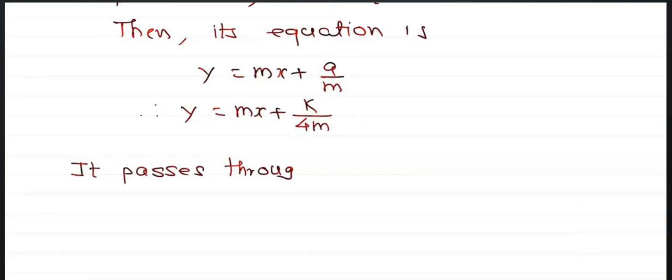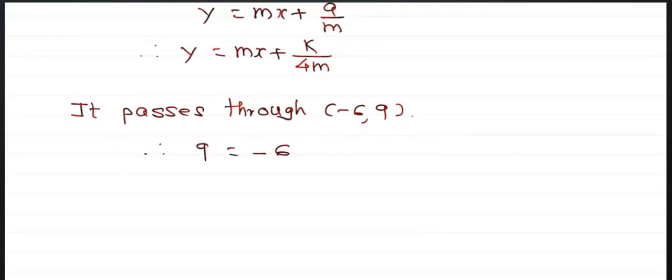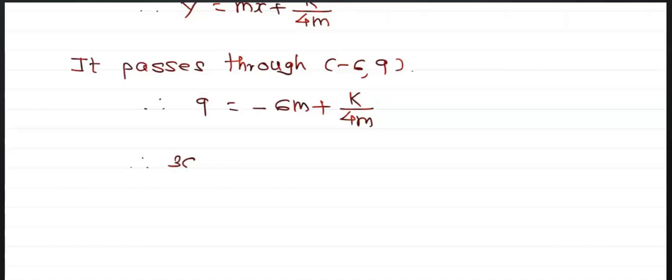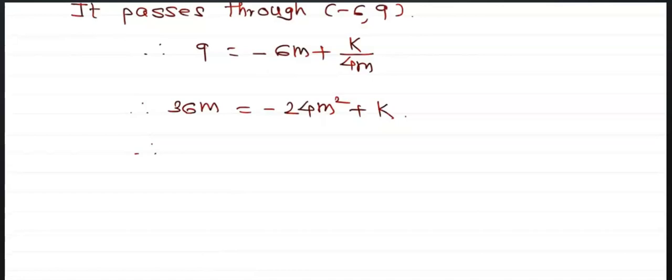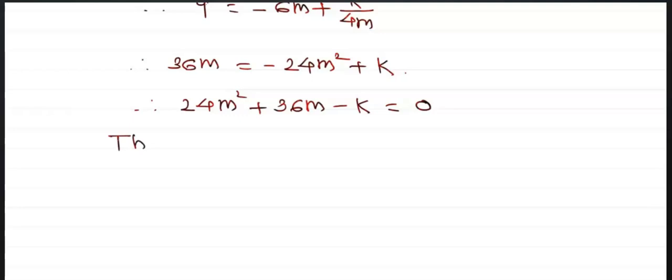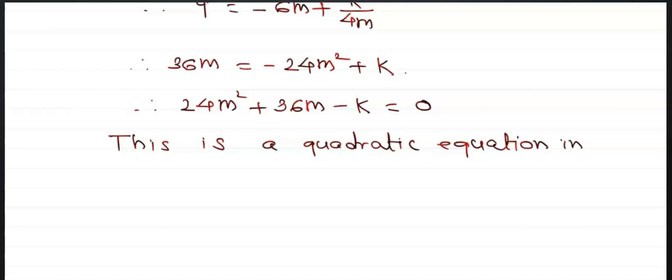It passes through minus 6 and 9, therefore it satisfies the equation of the tangent, that is, 9 is equal to minus 6m plus k upon 4m. 36m is equal to minus 24m square plus k. 24m square plus 36m minus k is equal to 0. If we simplify it, this is a quadratic equation in m.